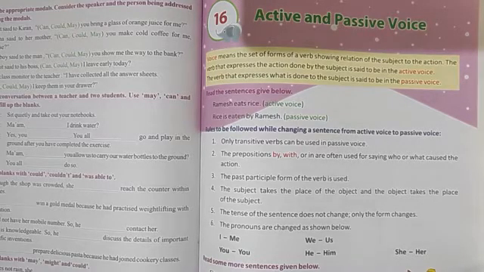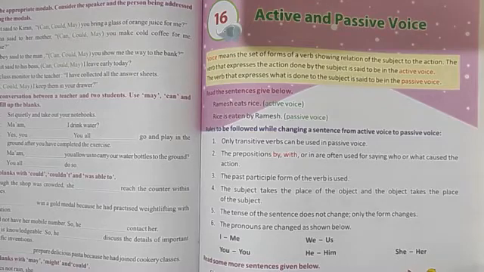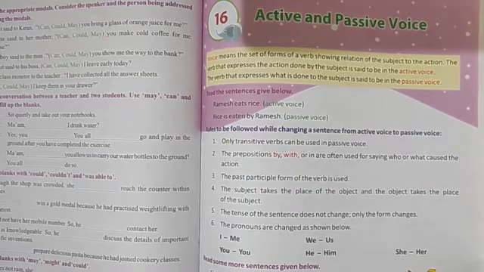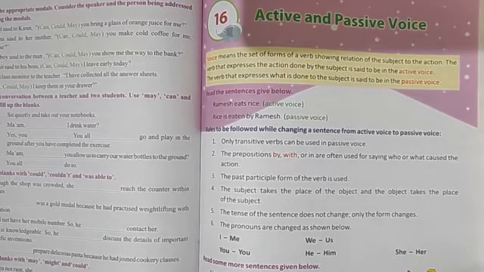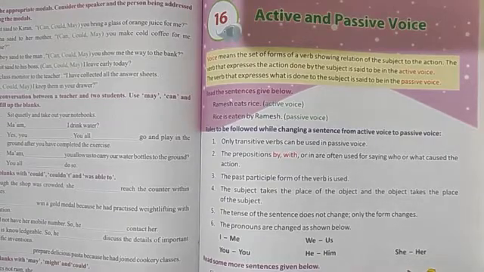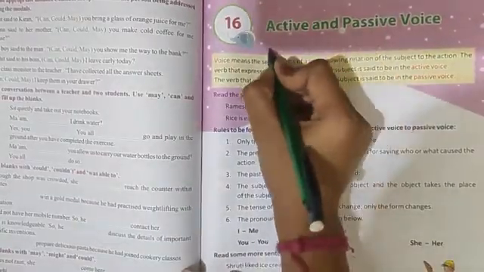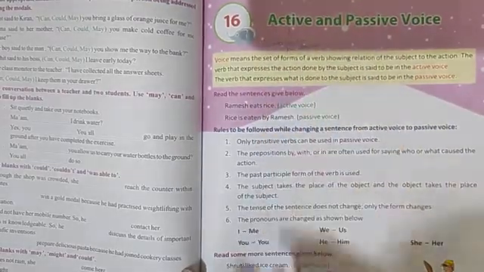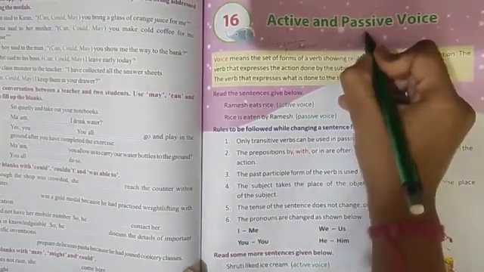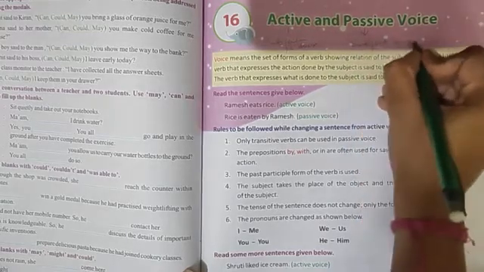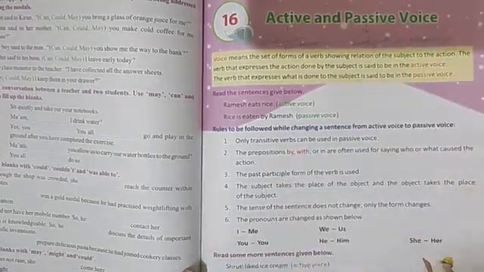Active voice means the subject is performing the work. Here the subject is the active thing which is working on the verb. The subject is the doer, the subject is working. And in passive, the subject becomes the receiver. Active voice means the subject is the doer, the subject is doing. Passive means the subject is receiving.